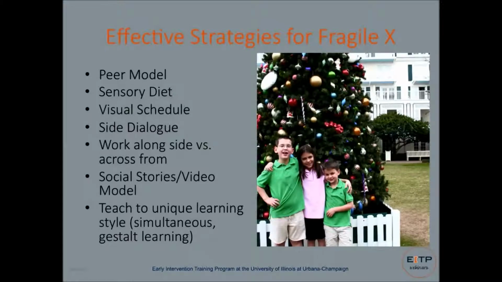Effective strategies: that peer model, when I said they're so social, having a peer model is a great motivator for them. A sensory diet, for those of you that are OTs, starting this on kids young is a great strategy. I wish I had started it sooner. I wish I had the knowledge back then that I have now. Visual schedules help some kids. For us, it causes more anxiety.